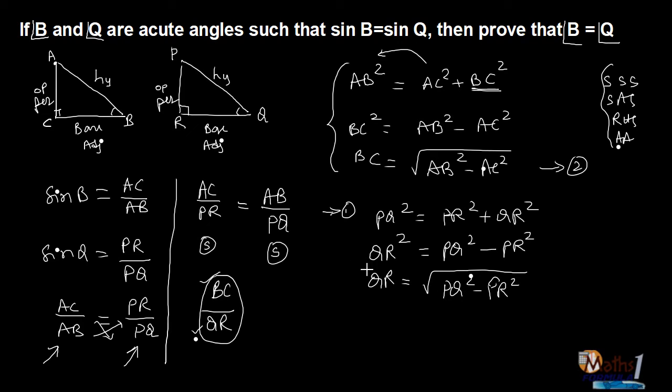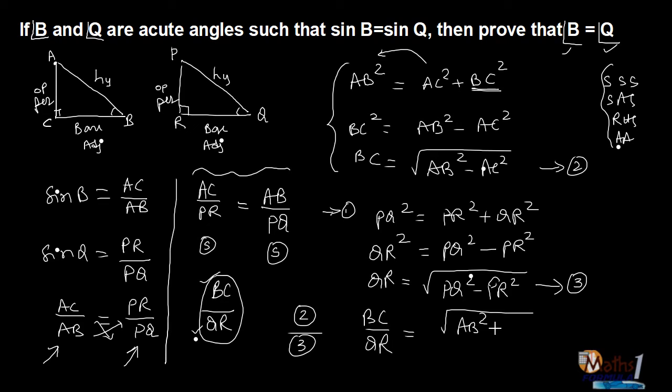Understand why we are writing it this way: to prove angle B equals angle Q, because I've written the ratios thinking in terms of similarity, I need a criteria. That criteria here I'm trying to use is SSS. To get the third sides BC and QR, I used Pythagoras theorem, and I got this second and third equation. By looking at second and third, I can divide second by third. So on the LHS I'm going to get BC by QR, which equals the square root of AB square minus AC square divided by the square root of PQ square minus PR square.